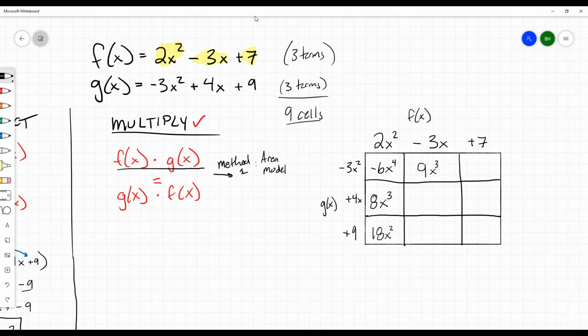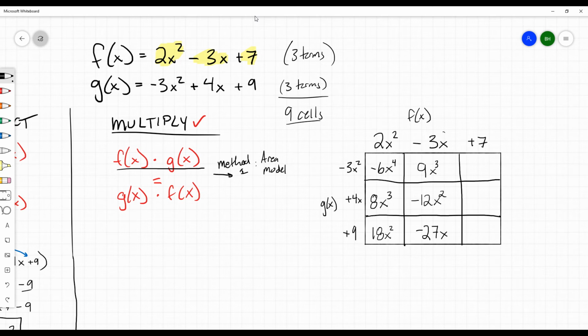We have negative 3x here and a positive 4x. Negative 3 times 4 is negative 12. X times x is x squared. Negative 3x times positive 9 gives us a negative 27x. Oops, not 29, 27x.